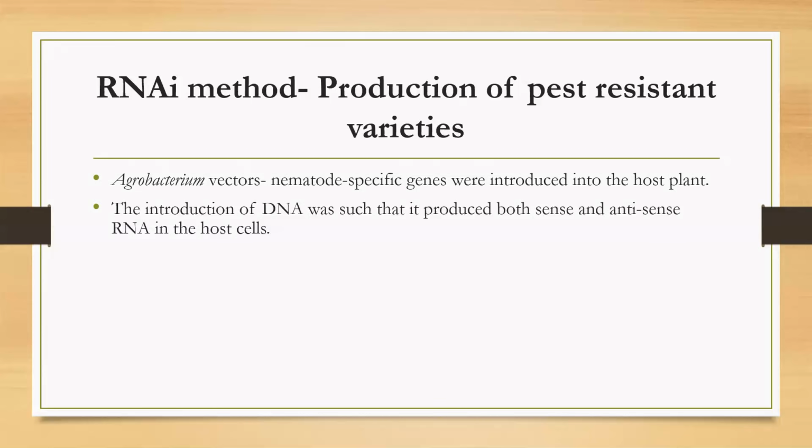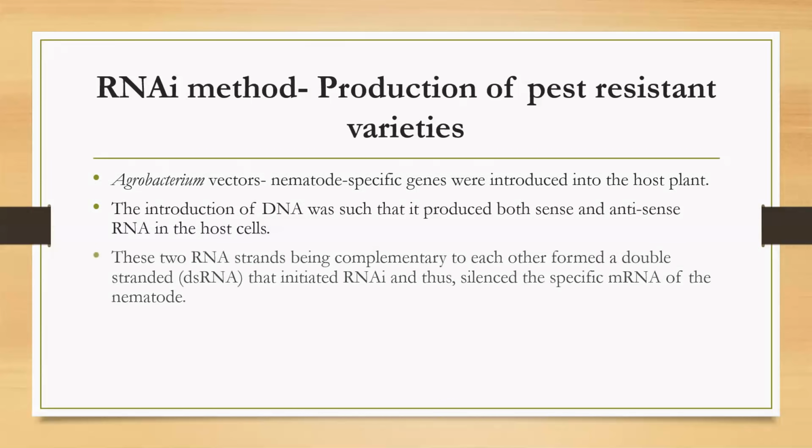If the two RNA strands are complementary to each other, they will undergo hybridization. See, these two RNA strands being complementary to each other formed a double-stranded RNA, dsRNA, that initiated RNAi and thus silenced the specific mRNA of the nematode. So the special kind of RNA, that is the double-stranded RNA produced by this mechanism in the host plant body, that means in the genetically modified plant body, silences the expression of the mRNA of the pathogen, the mRNA of the nematode.